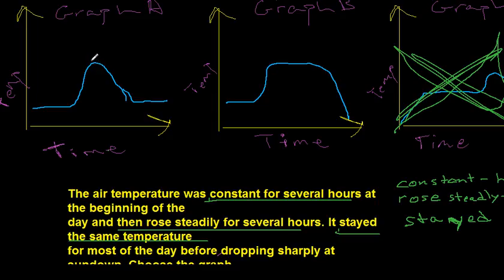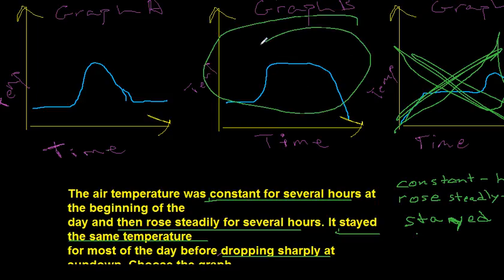So is this one staying constant for most of the day, whereas this one could be? Which one's more accurate, this one or this one? B so far, so let's figure out if it finishes correctly. For most of the day before dropping sharply, and it says this dropped sharply, so it's going to be B over A. Yes. It drops sharply here, which means a downward slant, so I'm going to circle B as my answer.